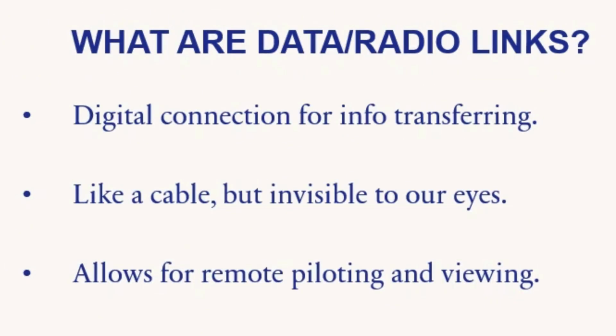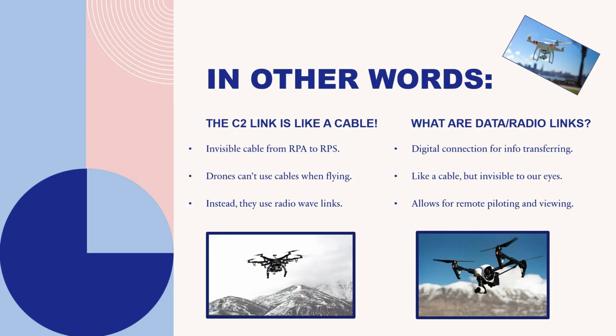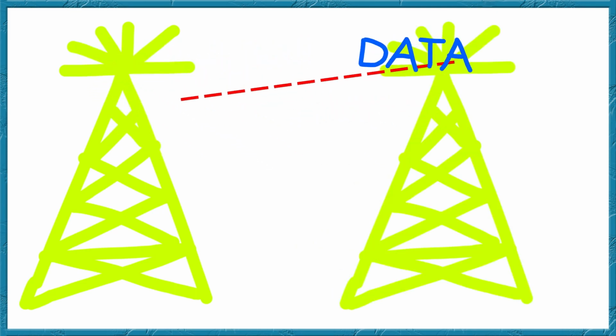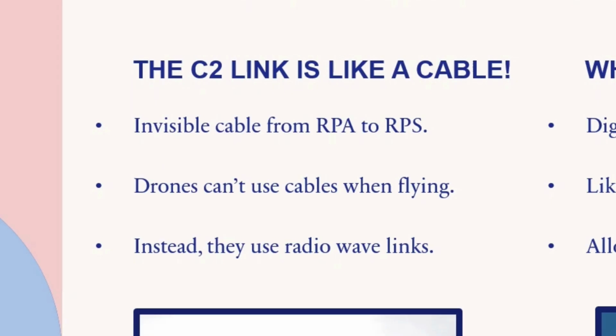What are data or radio links? It is a digital connection for the transferring of information. You have antenna A, you have antenna B, and any information or data that is transferred from antenna A to antenna B, that is a radio or a data link. So it is like a cable, but it is actually invisible to our eyes.